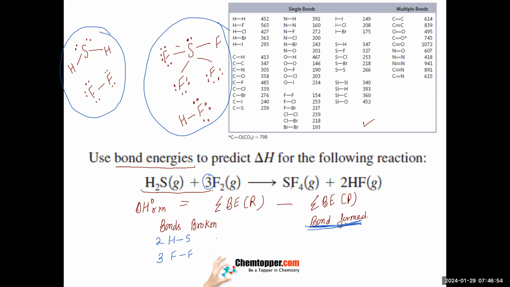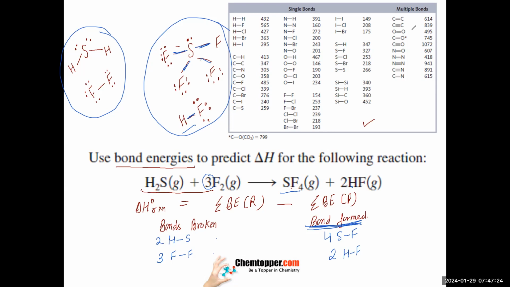First, they will ask you to draw the Lewis dot structure, and then they will ask you a question like this. How many bonds formed? 4 times SF: 1, 2, 3, 4. This is one molecule. How many HF? There are 2. There's one HF bond, so 2 times HF. These are the bonds formed.